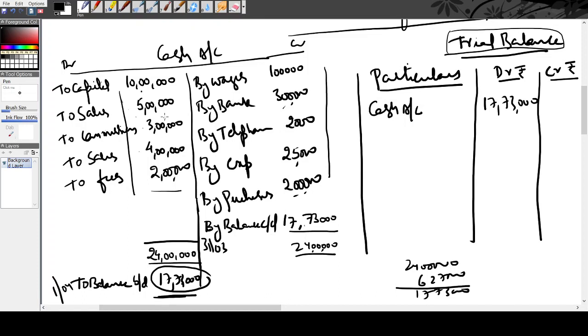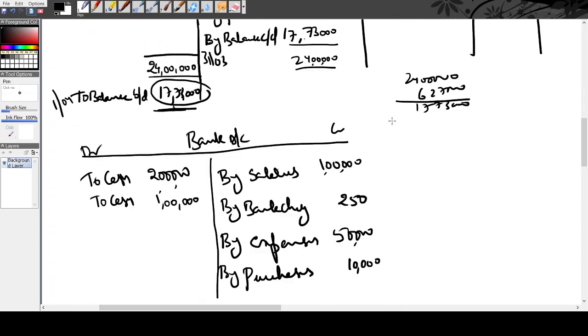So what I'm saying is in the cash account debit side is more than the credit side by 17 lakh 73,000, or we can say if I remove the credit total from the debit total, I am left with 17 lakh 73,000 on the debit side. That is why I have written it on the debit side of the trial balance. Okay, now let us take one more account.